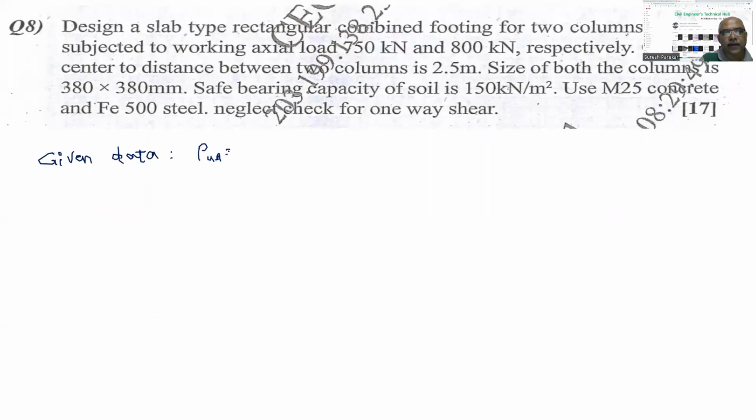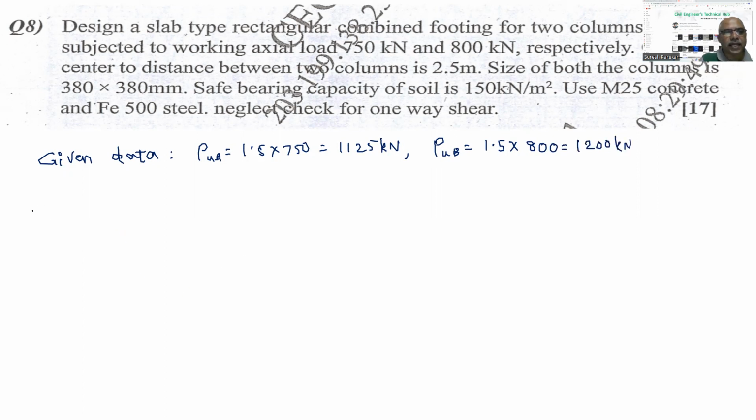PuA we have 1.5 into 750, so 1125 kilonewton. PuB, 1.5 into 800, 1200 kilonewton.